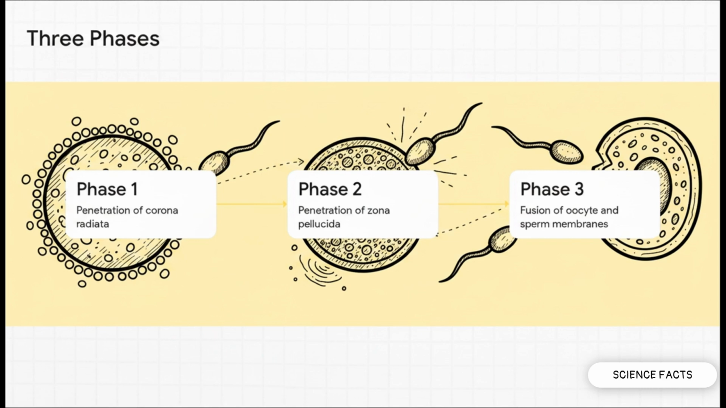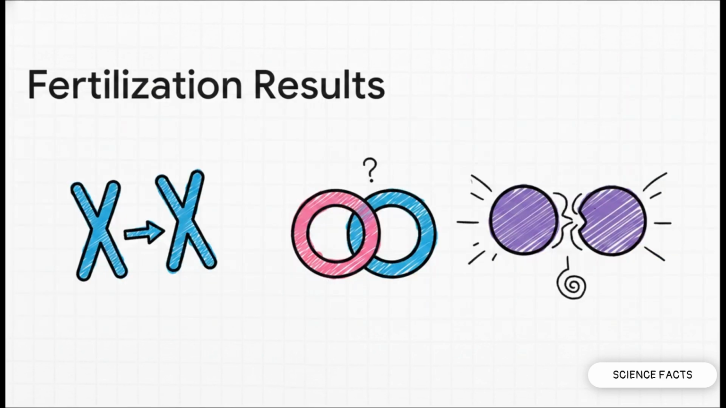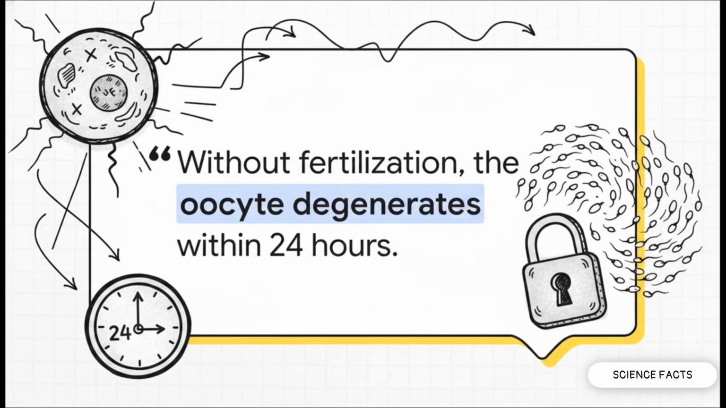Finally, phase 3, the actual cell membranes fuse, and the sperm's genetic material enters the oocyte. The aftermath of this fusion is beautifully precise. 3 massive things happen instantly. First, the diploid number of chromosomes is completely restored, creating a brand new unique genetic combination. Second, the genetic sex is determined right at this exact moment, depending entirely on whether that one winning sperm carried an X or a Y chromosome. And third, the egg undergoes intense metabolic activation and initiates cleavage, which kicks off the rapid cellular divisions of a brand new embryo.